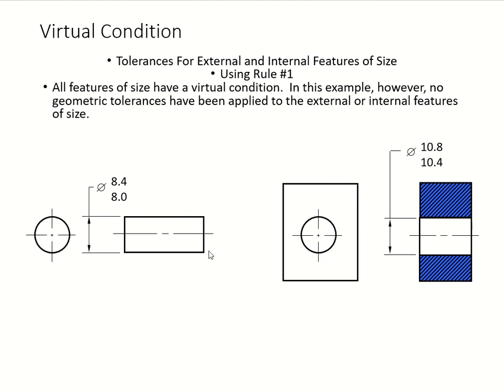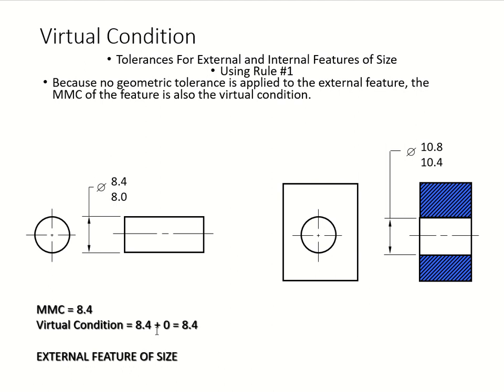And here we have no geometric tolerance, just a regular 8.0, and you can go all the way to 8.4, 10.4 and 10.8. Then we call that the virtual condition because there are no geometric features in it, just a regular. Your MMC is 8.4, so you can add a 0, no geometric tolerance, so you get 8.4. So that's your virtual condition, and that's your external feature result because we're using this, okay.